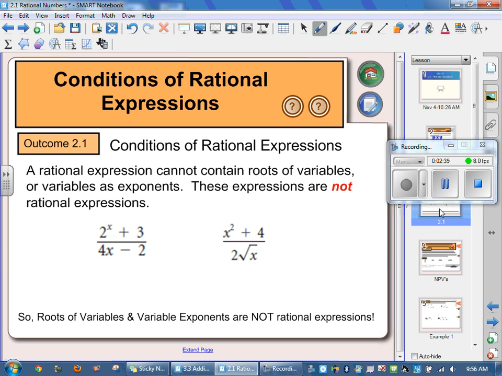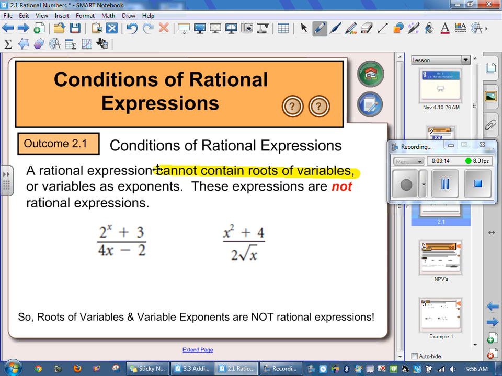So, these are what are considered not rational expressions. So you cannot have these. The first one is roots of variables. You cannot have a variable under a radical sign. That means, in essence, your variable under your radical needs to have an even number exponent so that it can come out of the radical, so that the radical disappears. Whenever there's an odd number exponent, it will stay under the radical, which means it's not considered a rational expression.